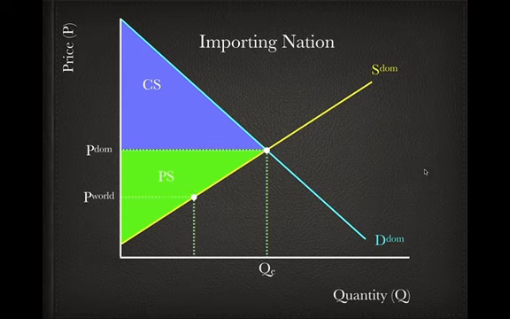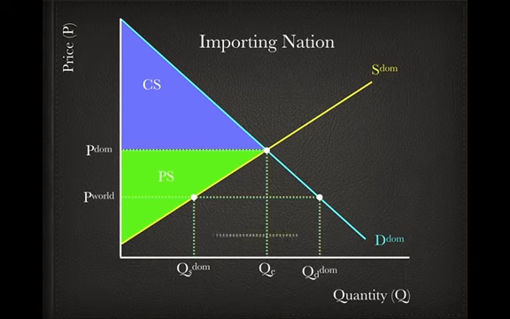We follow that till we hit the domestic supply curve. And this tells me how much will be produced by domestic suppliers of this product. If we continue along the world price until we hit the domestic demand, that tells me what the quantity demanded is in the domestic market. So at that world price, the quantity demanded domestically is greater than the quantity supplied domestically. So this shortage will be met by imports from another nation.